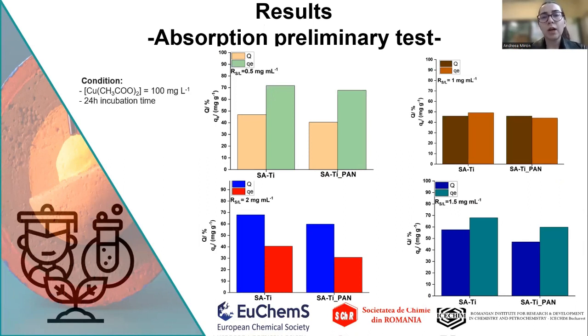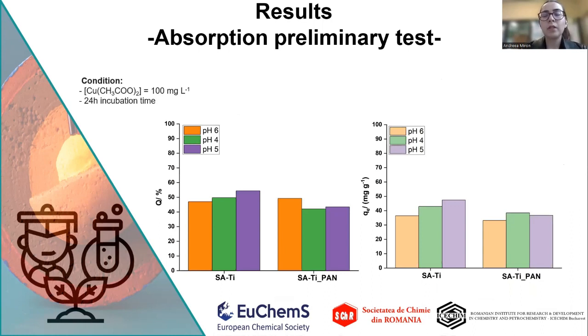For the absorption capacity, I made some preliminary tests. The first test was based on solid-liquid ratio, and I used four different solid-liquid ratios: 0.5 milligram per milliliter, 1 milligram per milliliter, 2 and 1.5. And if you see here in the graphic, the best solid-liquid ratio was 1.5 milligram per milliliter.